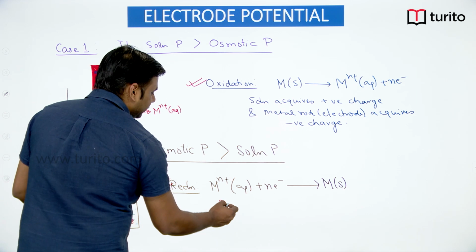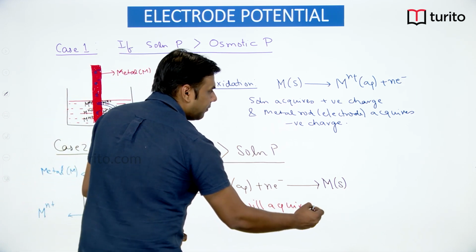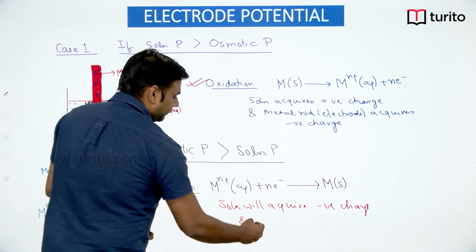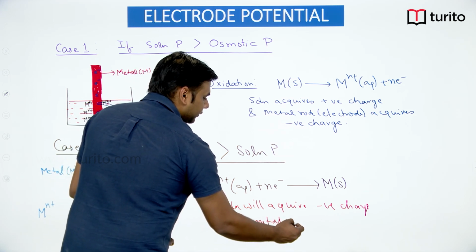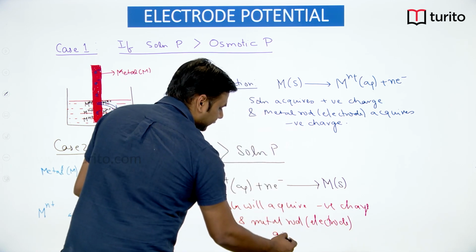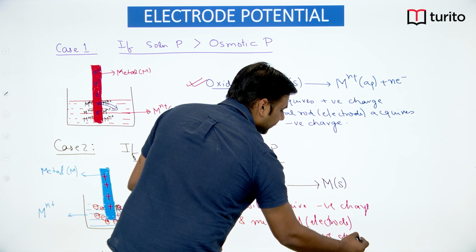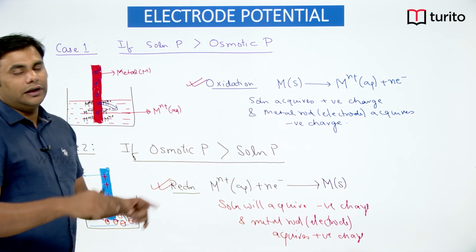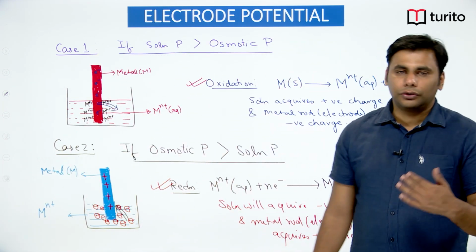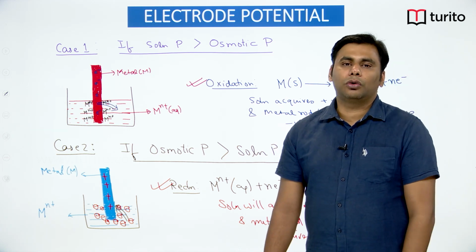So in this case, solution will acquire negative charge and the metal rod, or the electrode, acquires positive charge. So there is an electrical layer that is set up near the rod, which leads to the development of a potential difference, due to which a potential is set up between the rod and its solution, which is known as electrode potential.